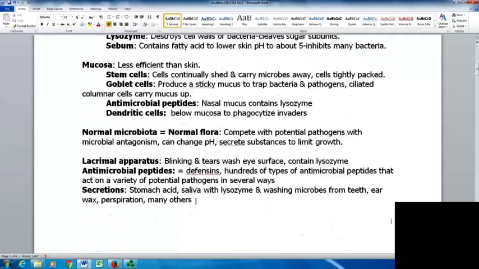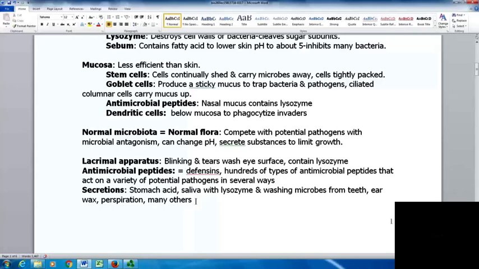Your normal microbiota, or normal flora, are good bacteria that compete with potential pathogens through microbial antagonism. They can do this by changing the pH. They may also secrete substances that limit growth.